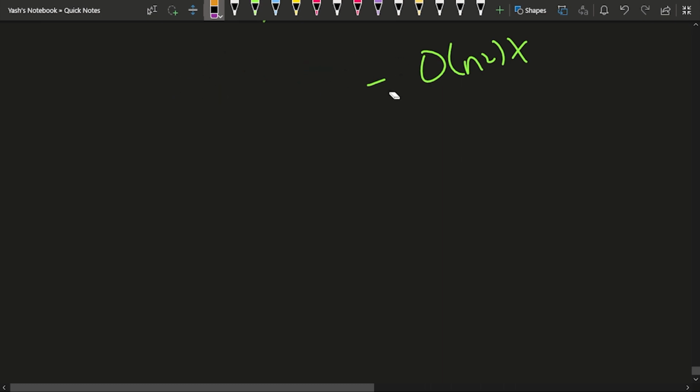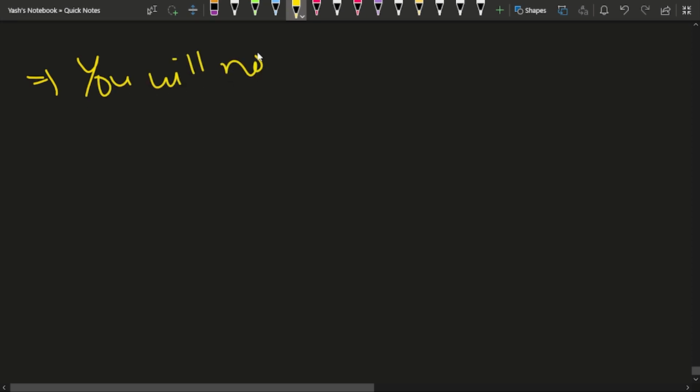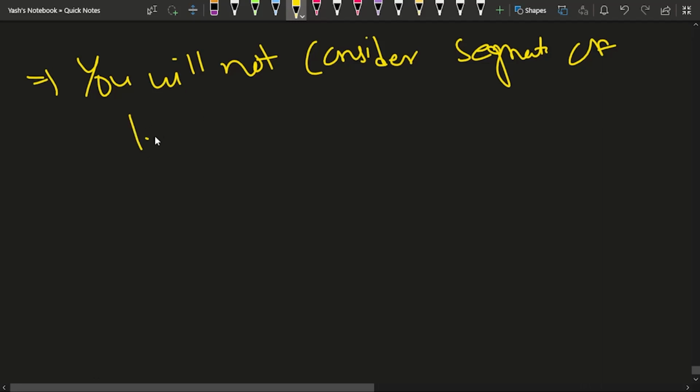So what you can do is, one thing you need to observe in this particular question is that you will not consider a segment of length greater than 20. The maximum length segment that you will consider for this question is going to be less than or equal to 20. So you will not consider any segment with length greater than 20, and that will help you, right?